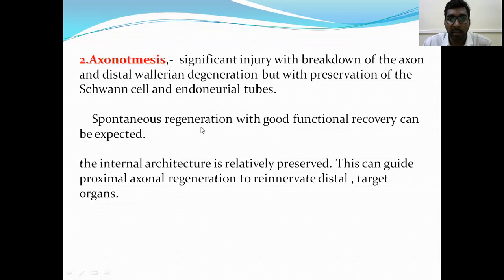So, spontaneous regeneration with good functional recovery can be expected, because the endoneurial tube and Schwann cell are intact, which means the pathway is intact. So it is very easy for the axon to regenerate and re-innervate the distal organs. The internal architecture is relatively preserved. This can guide the proximal axonal regeneration to re-innervate distal target organs.